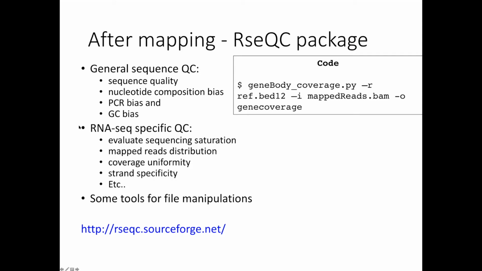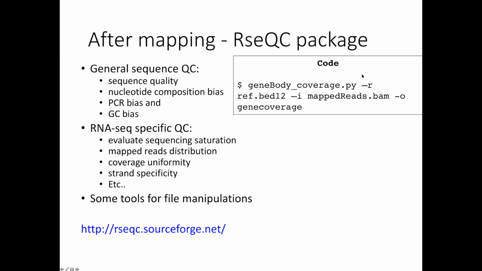And then there is a lot of RNA-specific QC that you can't get from FastQC, things like: have you saturated your samples? I mean, have you sequenced deep enough? And you can get an answer for that. You can get the information about read distribution, coverage uniformity, and strand specificity. And you're going to try out these programs.